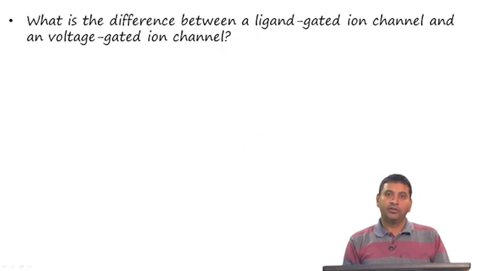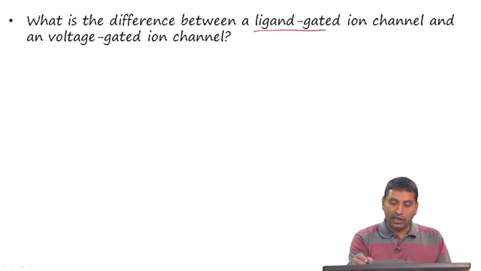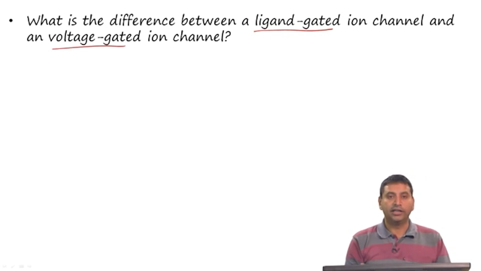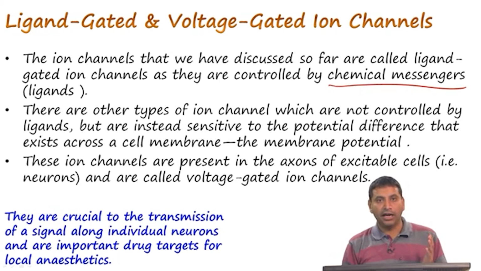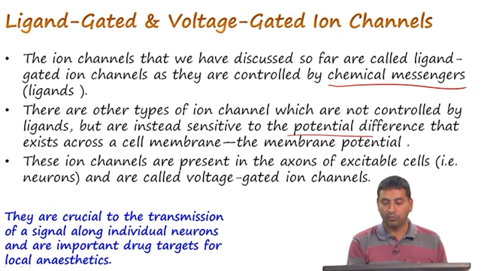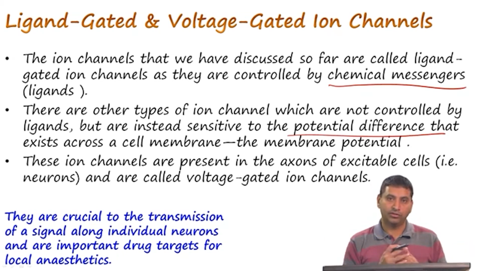The next question is, what is the difference between a ligand gated ion channel and a voltage gated ion channel? We have already looked at in detail what ion channels are, and this is just a recap of what we did in class. There are two types of ion channels. Ligand gated channels are controlled by chemical messengers or neurotransmitters, which are called ligands. Another class of ion channels is not controlled by ligands, but instead by the potential difference across cell membranes, also called the membrane potential.